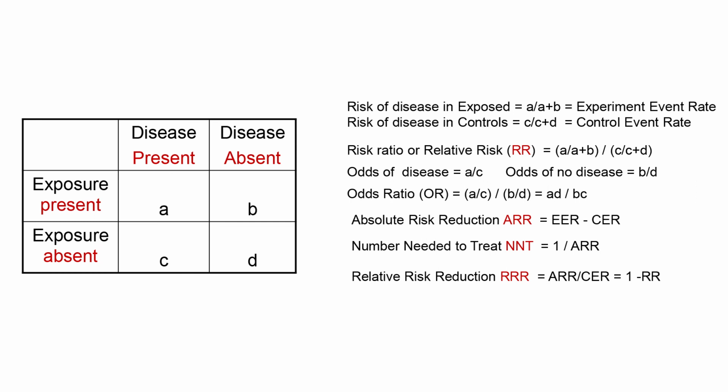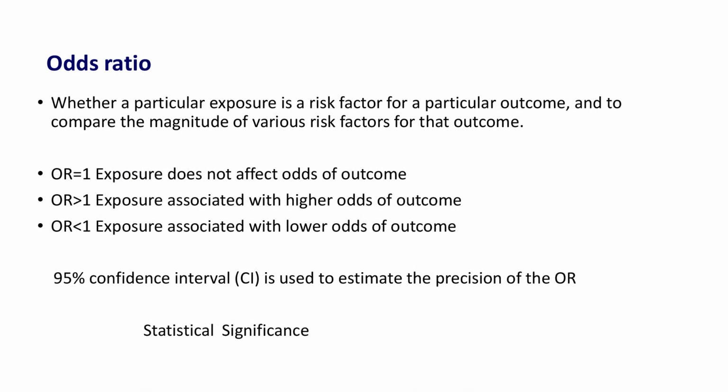For odds ratio, it is A divided by C, divided by B divided by D. Just remember that if the odds ratio is 1, then the exposure does not affect the odds of the outcome. If the odds ratio you get is more than 1, then exposure is associated with higher odds of outcome. That means smoking is associated with higher odds of lung cancer cases. If the odds ratio is less than 1, exposure is associated with lower odds of outcome.